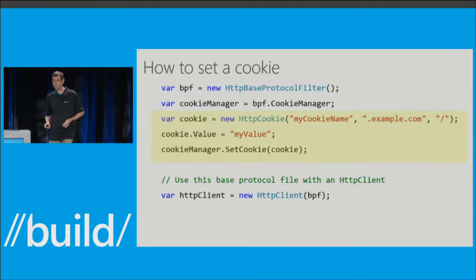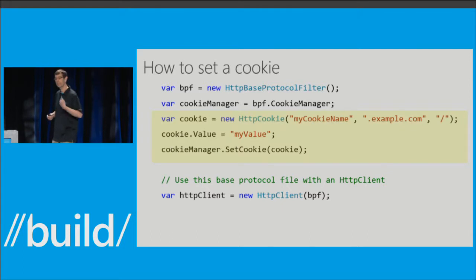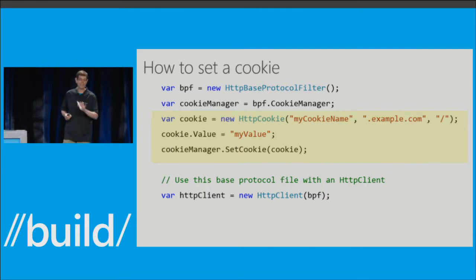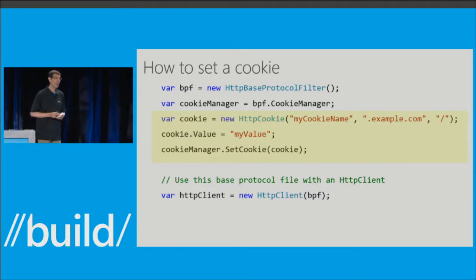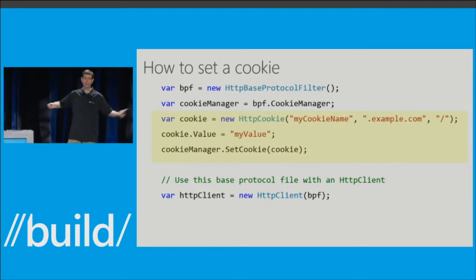You want to set a new cookie? Well, you just make one, new HttpCookie. You give it a name of the cookie. You give it the domain for the cookie, which is not a host name because it's subtly different from a host name because it can begin with a dot, which host names aren't allowed to. And then the path, which in the case of the sample is a slash. And the slash means, of course, all the paths inside my site. I set my cookie value, and then CookieManager.SetCookie.